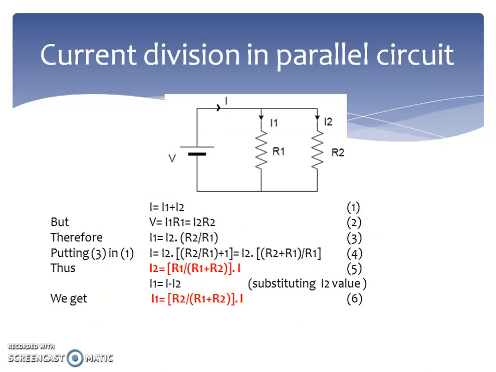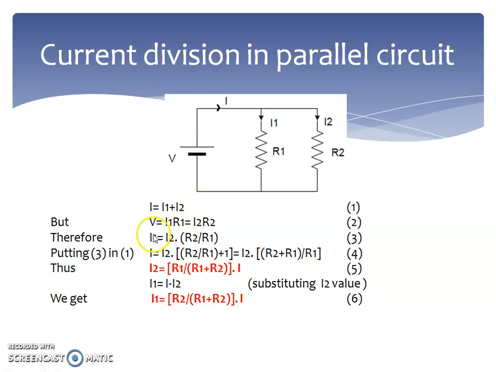Now this topic is current division in a parallel circuit. So how is the current divided in the parallel circuit? As per the circuit diagram, we have a voltage source V, and the current flowing through the voltage source is I. This current is distributed as I1 and I2 among the two resistances, R1 and R2. I1 is the current across R1 and I2 is the current across R2. Now, what will be the value of total current I? It is equal to I1 plus I2.